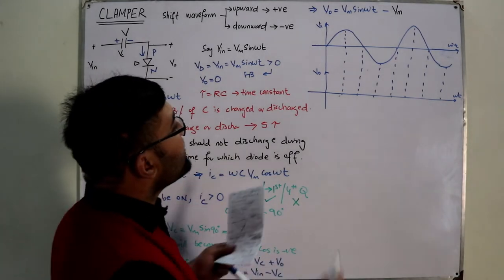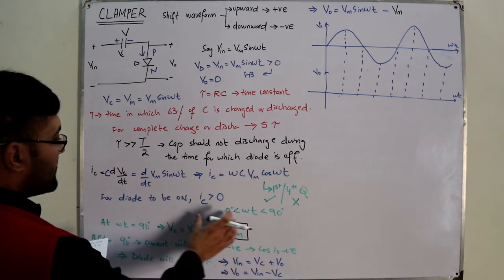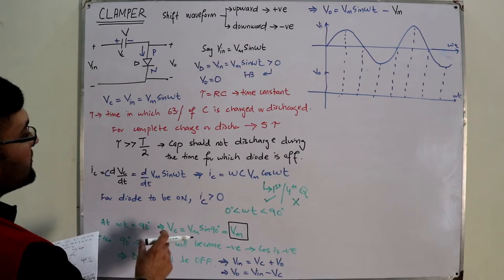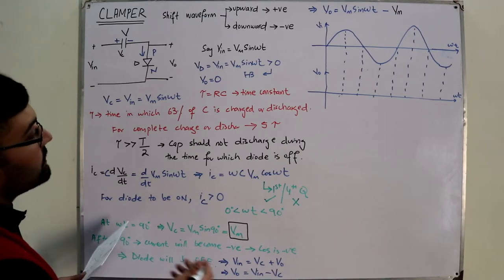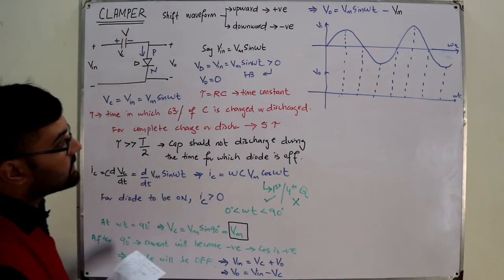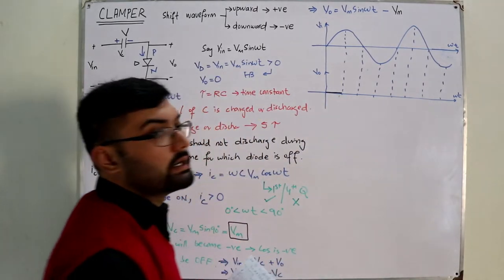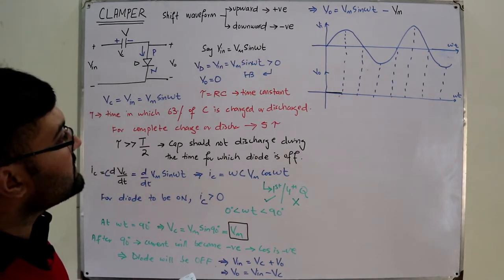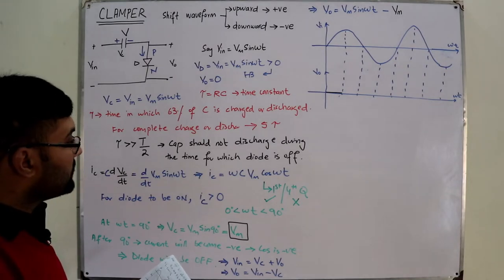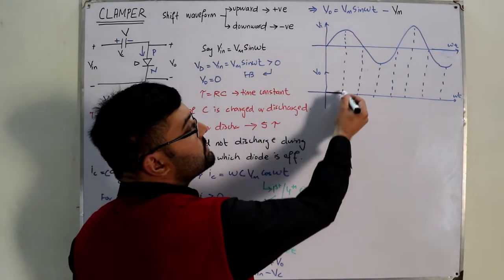So the output voltage, have a look. From 0 to 90 degrees, this is the case where IC is positive. What happens if the diode is on? V0 is equal to 0, right? Why? Because this is a short circuit then. So V0 is equal to 0 from 0 to 90 degrees. Then at 90 degrees, the input is Vm, so Vm sine of 90 is 1 and Vm minus Vm becomes 0.